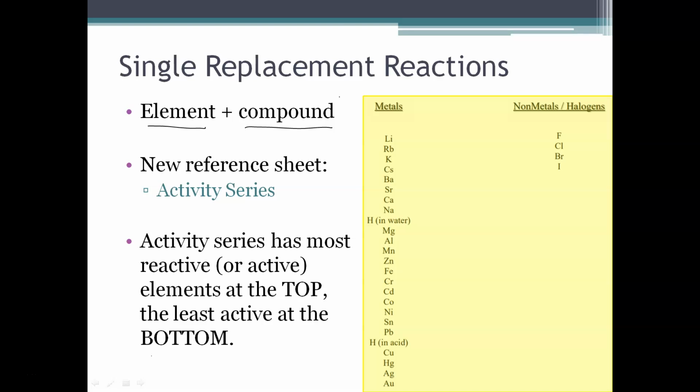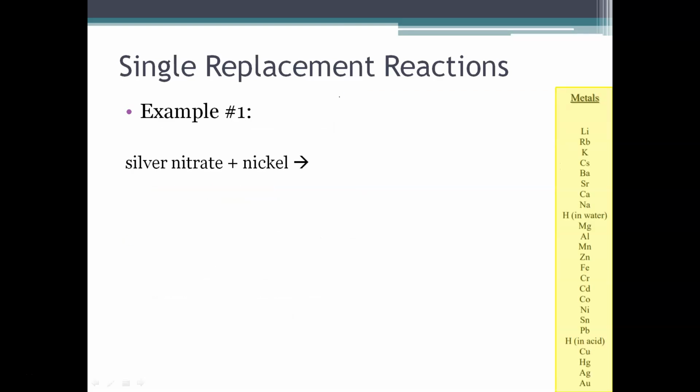Something to take note of is that the activity series has the most active or reactive elements at the top and the least reactive elements at the bottom. That's going to come into play in a few minutes when we go through some practice problems. If you're going to do the lab, you're going to make your own activity series and see if you can match up with the one that's here. And if you have done the lab already, this is a good review of how some of those chemical reactions worked. So let's do a couple practice problems.